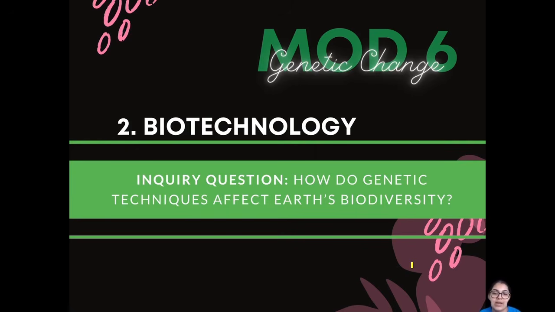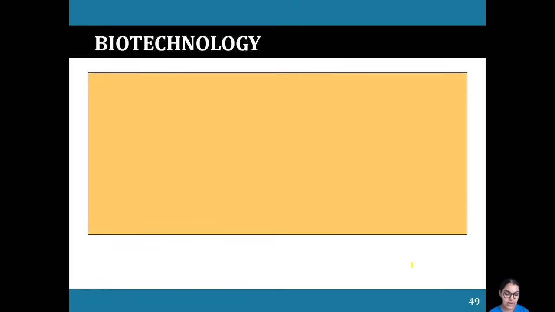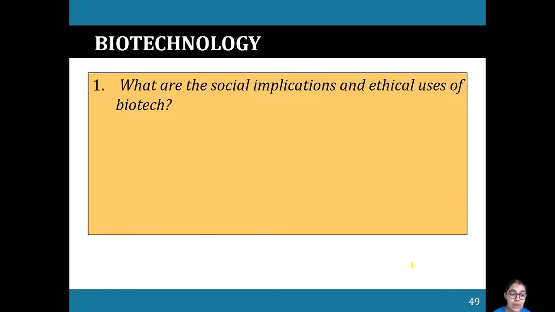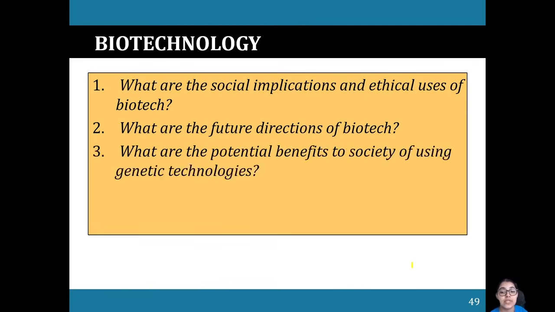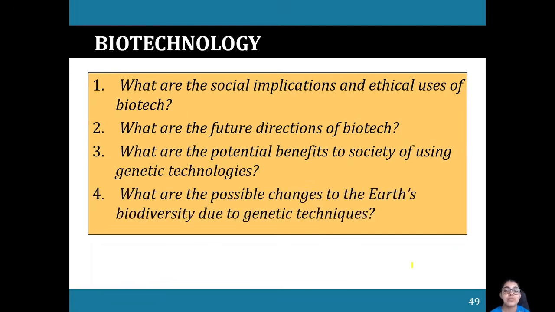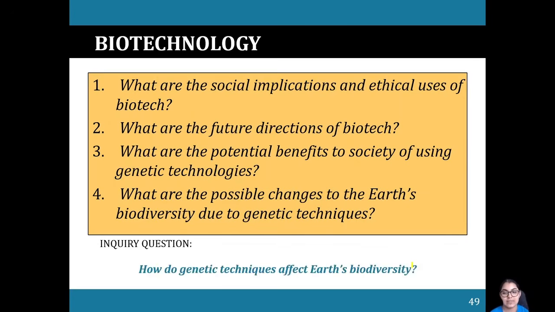Okay, let's have a look at biotech. How do genetic techniques affect the Earth's biodiversity? So in this section here, we're going to link it all back to genetic diversity. Biotechnology, we're going to start by looking at what are the social implications and ethical uses of biotech. We're going to look at what are the future directions of biotech, what are the potential benefits to society of actually using genetic technologies, and what are the possible changes that occur to the Earth's biodiversity as a result of genetic techniques. So this is our inquiry question: how do genetic techniques affect Earth's biodiversity?